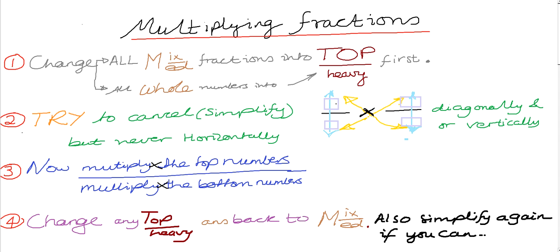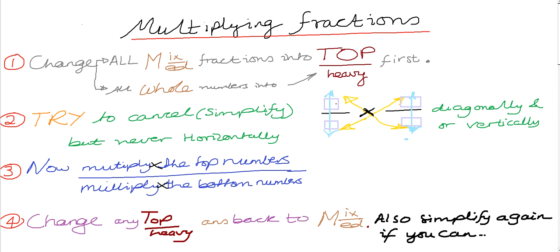Rule number 2. Try to cancel, which is another word for simplifying, diagonally and or vertically. So you do whichever directions you can do it. Diagonally is the orange arrows here, and vertically are the light blue arrows over here. Are we looking at the screen, folks, or are we looking at each other? So we cancel either straight up like this, or we cancel diagonally. But we never ever cancel horizontally. We multiply out horizontally, but we don't cancel horizontally.